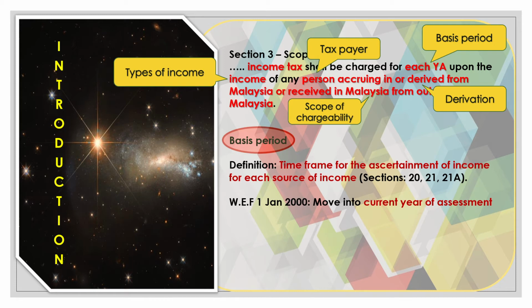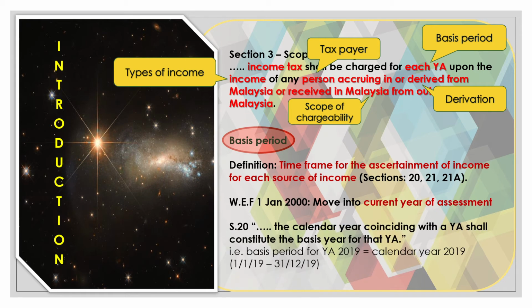And for your information, starting 1st January 2000, the Malaysian taxation system has moved into the current year basis, because prior to that we were using the preceding year basis. So there is a change in the policy or regulation. To make it easier, we now move on to the current year of assessment. What does it mean by current year of assessment?